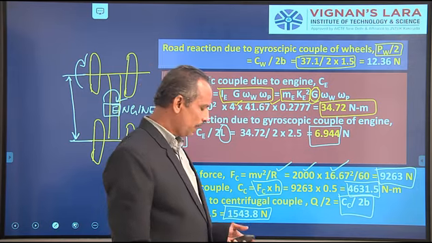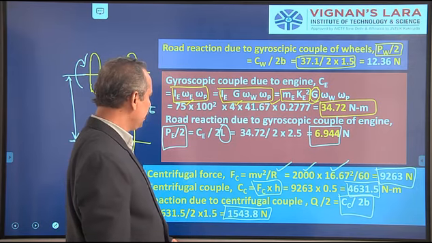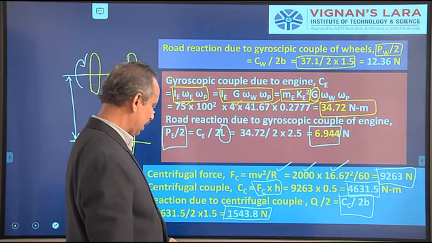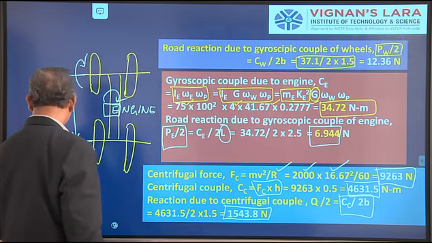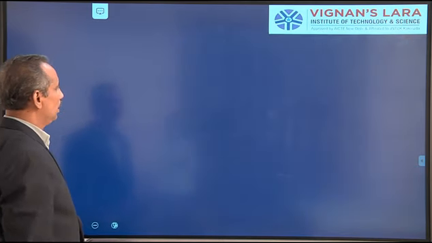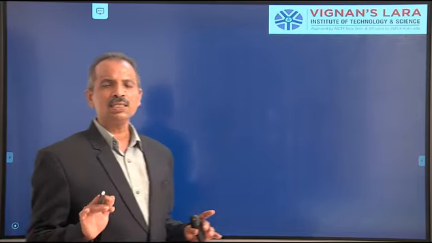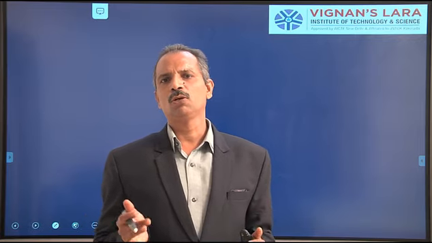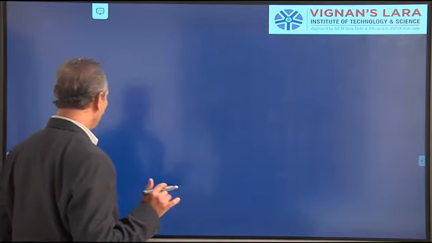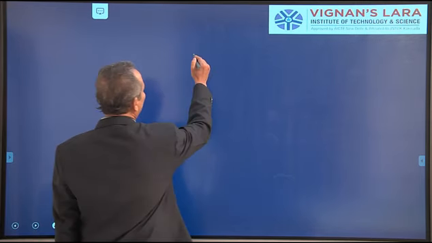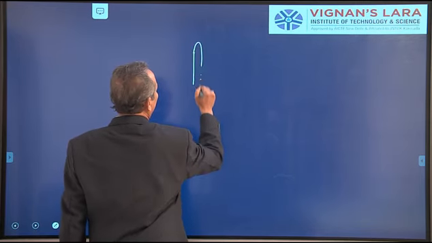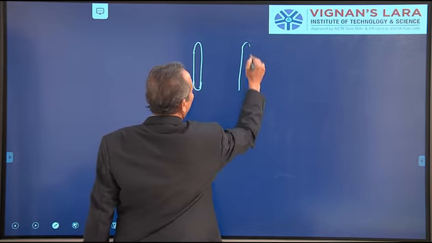Now let me tell you a very important thing here. In the earlier cases, the wheel and engine rotate in the same plane, so you need not bother about finding the effect of engine gyroscope separately. Both wheels and engine will have the same effect, but here it is not the case. So how to find out that part, let us see. So these are the 4 wheels.